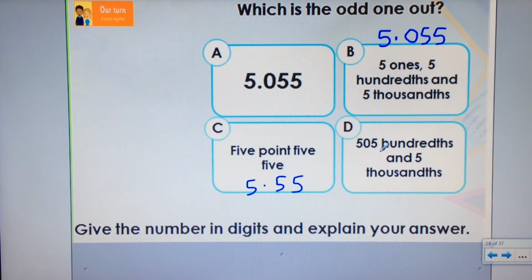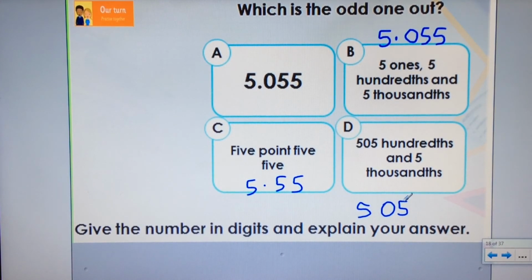Let's do this one and check, because we always want to make sure. Okay, let's have a look at D. Now this one's a bit trickier because of how it's worded. Okay, it's saying 505 hundredths. So I need to be careful here. If I've got 5 hundredths, that would fit in because it's one digit in my hundredths column. If I've got 505, if I've got more than one digit in my hundredths column, I'm going to need to put digits to the left because it's going to be bigger than just 5 hundredths. So I can put my 0 and my 5 here.